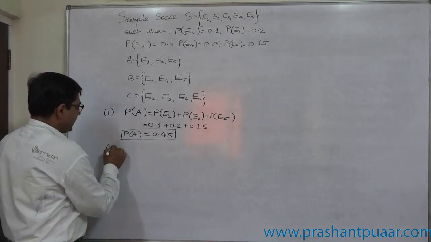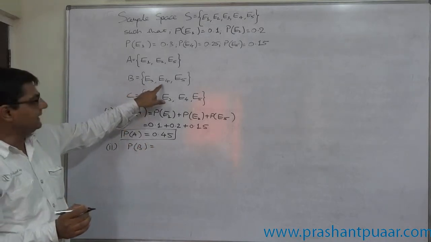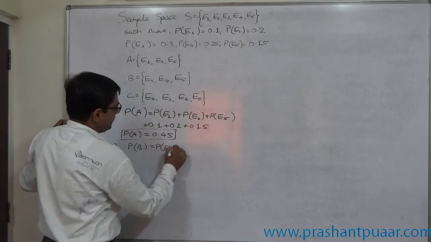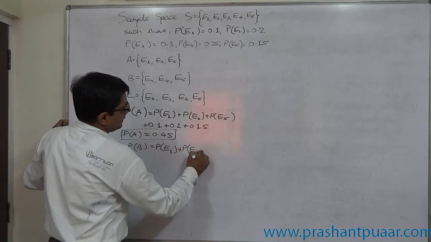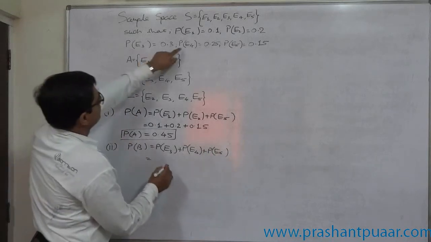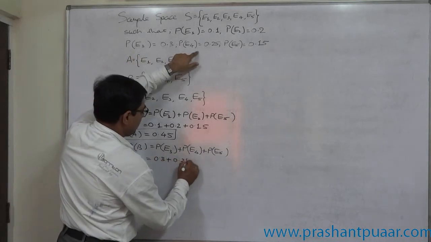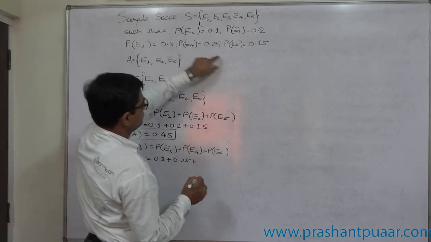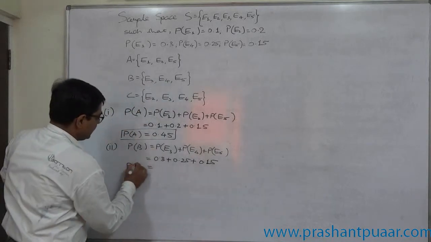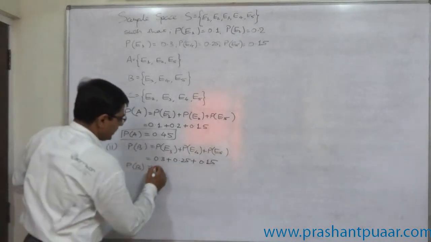Yes. P of B. P of B is made up of E3, E4 and E5. So P of B is P of E3 plus P of E4 plus P of E5. That means 0.3 plus 0.25 plus 0.15. So P of B is 0.3 plus 0.25 means 0.55 plus 0.15 means 0.7.